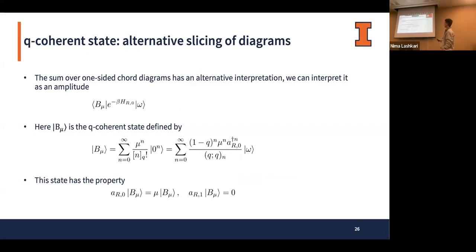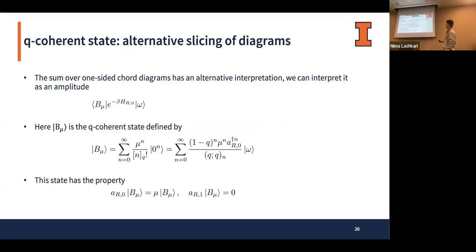I mean, the Q coherent state, which is obtained by an alternative slicing of the diagrams. We can define this state, which is called the Q coherent state, with this property. And you can verify that this state is actually a normalizable one. You can calculate its norm, it's finite, and it satisfies this property.